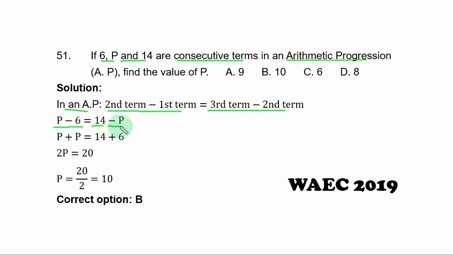You simply collect like terms. You have this result. You have 2P equal to 20. Divide both sides by 2. P is equal to 10. The correct option is B.